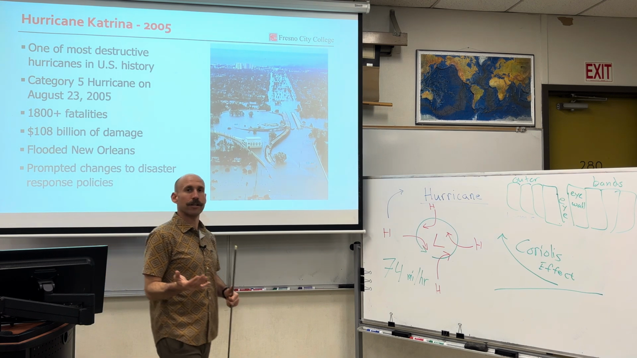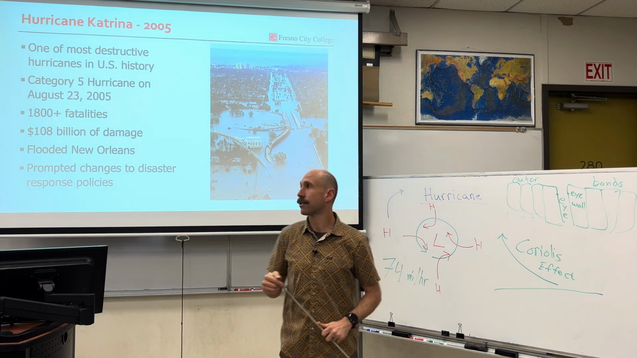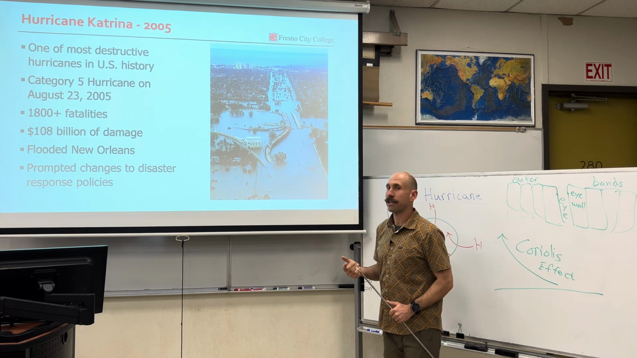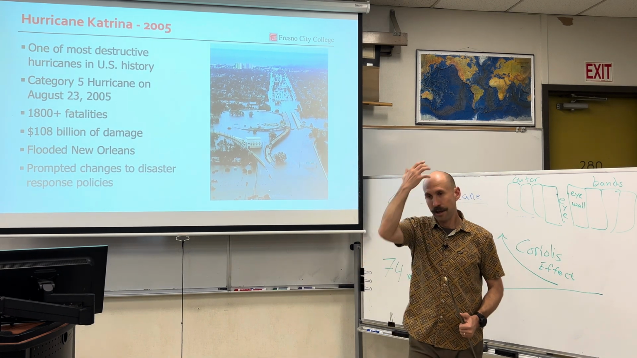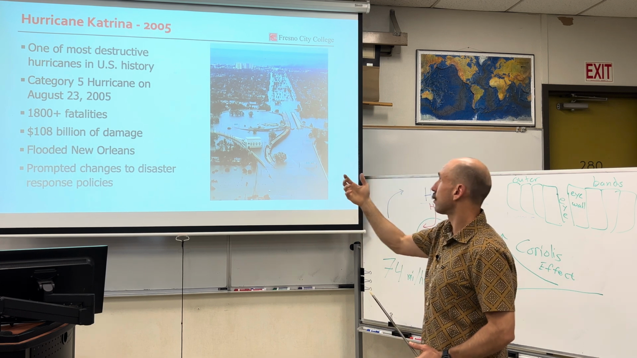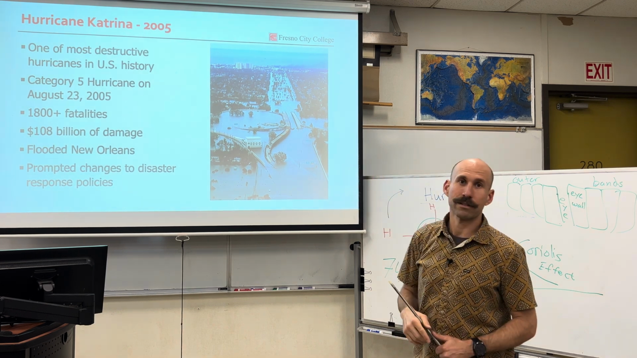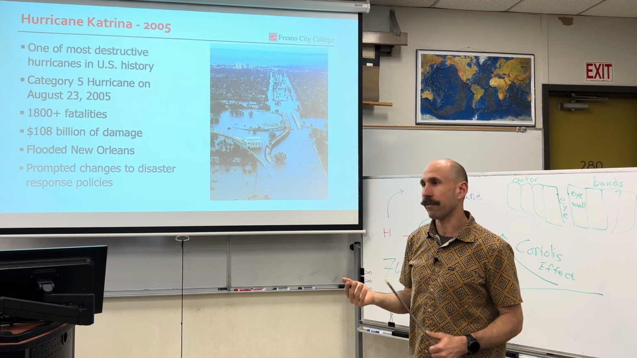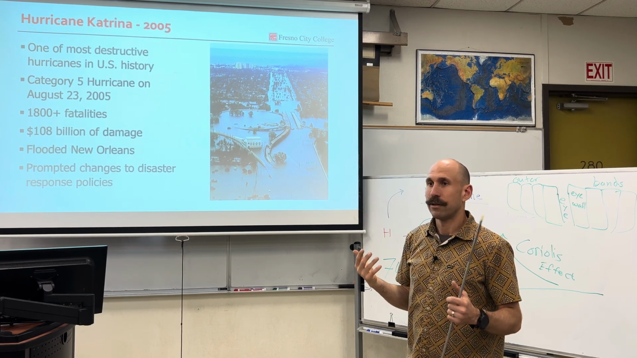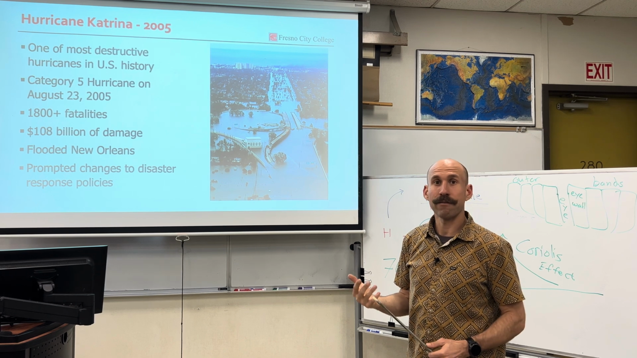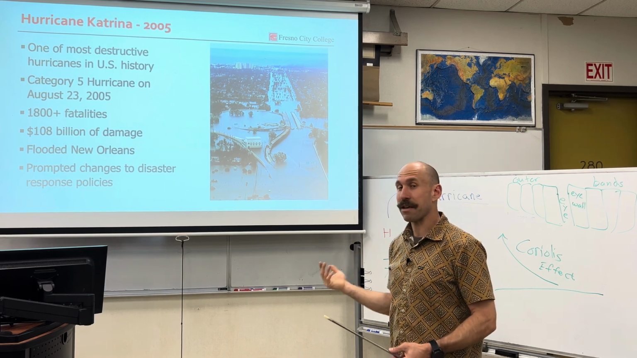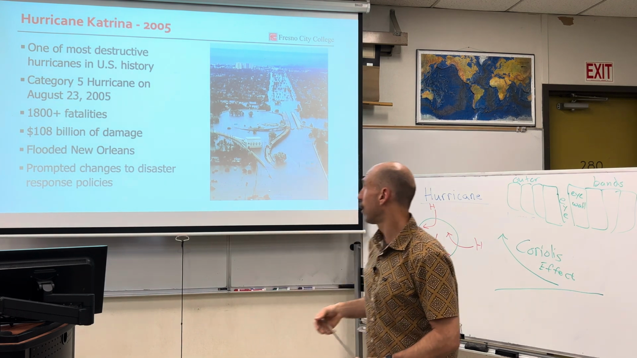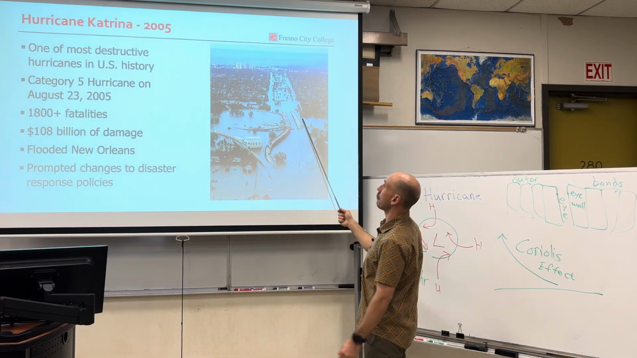We'll use Hurricane Katrina as our case study. 2005, Hurricane Katrina makes landfall on August 23rd. And it's focused around New Orleans. And New Orleans is built in the delta of the Mississippi River. There's levees that are protecting it from being flooded. And the levees broke because the storm was so big, causing the majority of the city to be flooded.